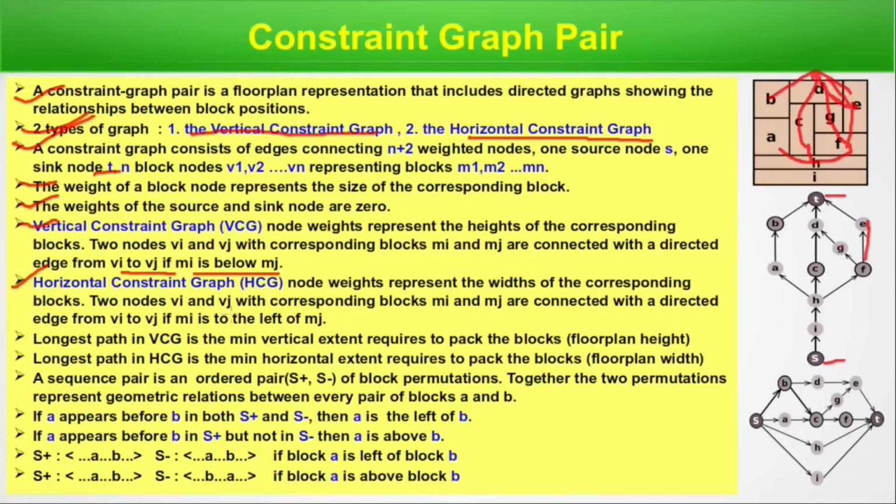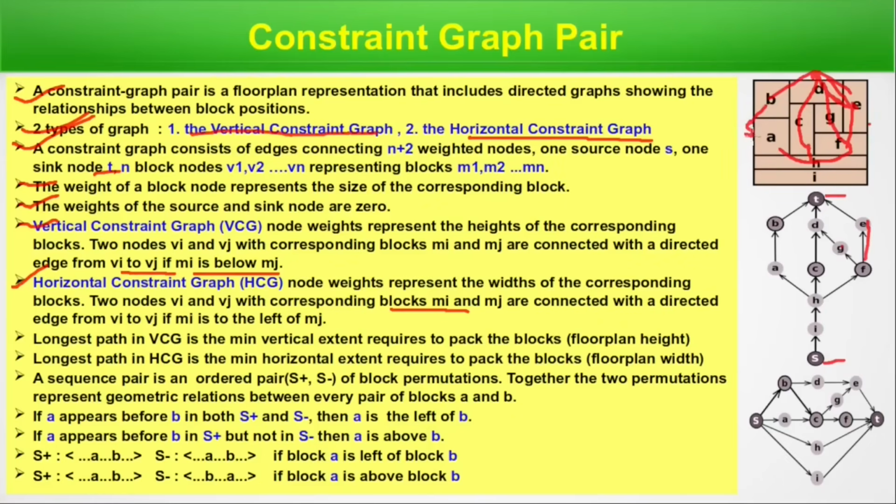And if we represent it as a horizontal constraint graph, the HCG's node weights represent the width of the corresponding block. Two nodes Vi and Vj with corresponding blocks Mi and Mj are connected with a directed edge from Vi to Vj if Mi is to the left of Mj. So here we will go from left to right. Whereas in the VCG, it was if Mi is below Mj, from below to upward, here in HCG we go from left to right. Source S is here, T is here. So if we start from S, there might be four branches.